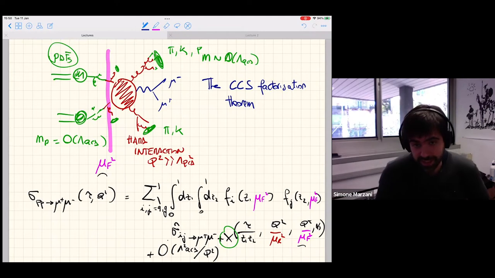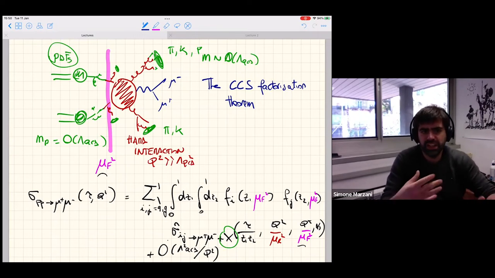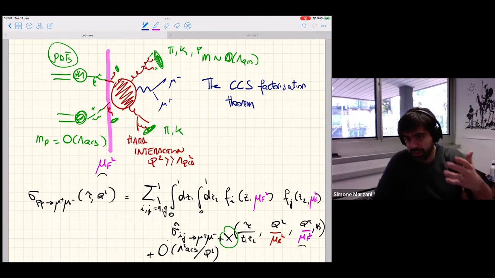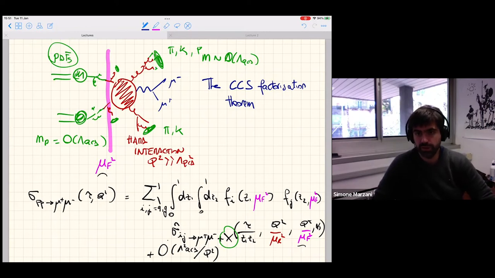Actually, it's known that this factorization theorem fails if you ask questions which are very exclusive, or if you have many more complicated processes. So there are limitations. It's not always true that you can write a hadronic cross section as the convolution of a parton distribution function and a partonic cross section, where the mistakes you're making are power corrections in Lambda over Q, or 1 over Q squared. This is true for very inclusive observables, becomes less true or false if you consider more complicated processes.